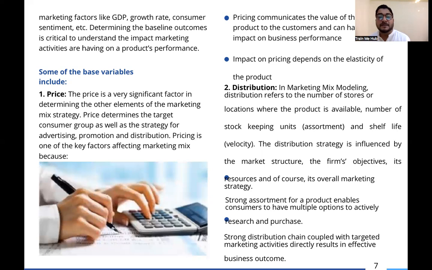So let's talk about distribution here. In MMM, distribution refers to the number of stores and locations where the product is available, the number of stock keeping units, in short SKU, and shelf life, that's the velocity. Shelf life is a very important factor because when you're evaluating your advertiser's product, you have to see its shelf life. Reason being, if it is a short lifespan, it will affect your marketing for sure.